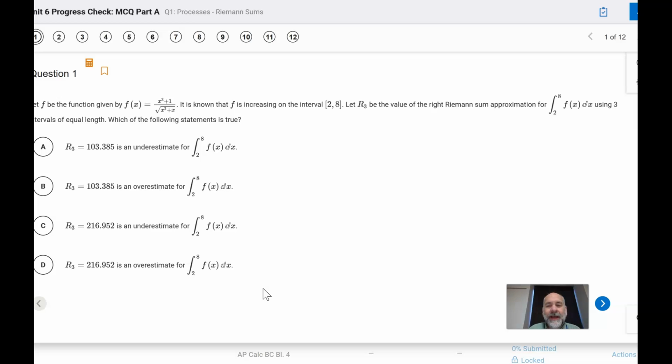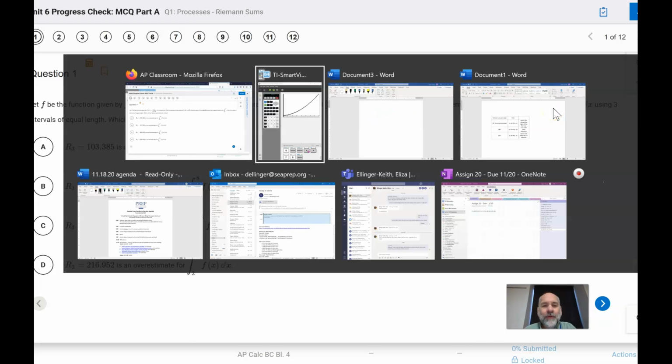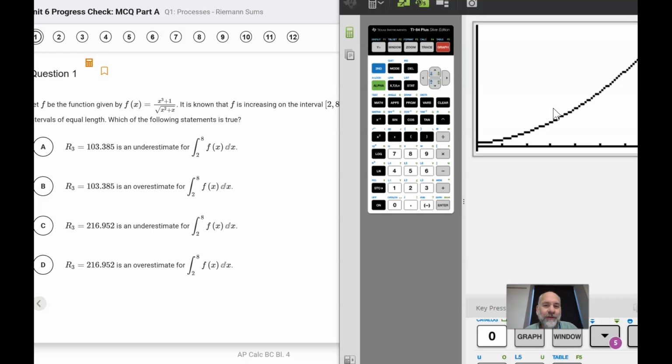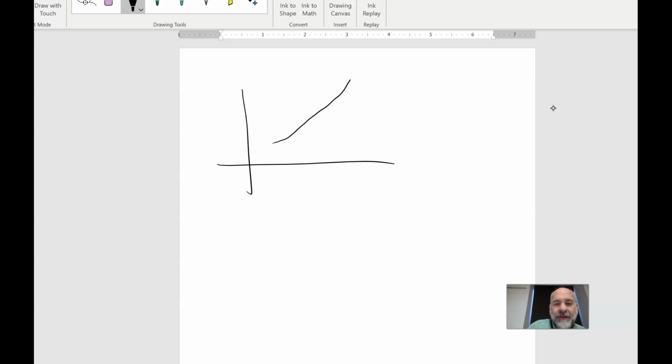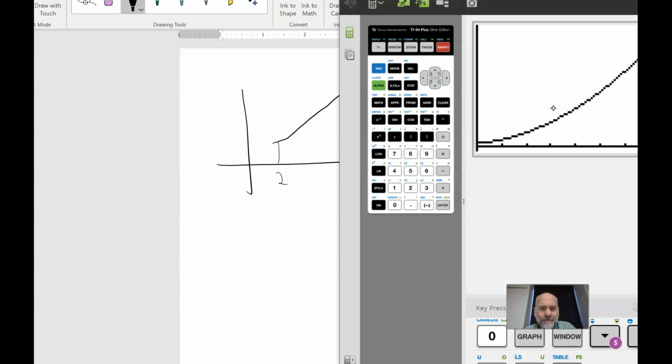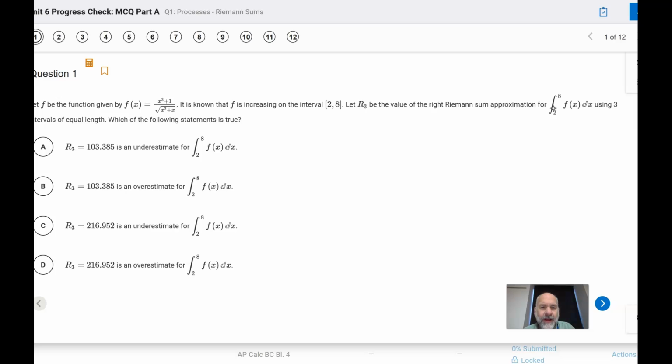So here's question one. It's got a function that's increasing on the interval 2 to 8, and let R3 be the value of the right Riemann sum. If you graph this thing, it sure enough is increasing over 2 to 8, but that doesn't really matter for us to get the idea of this. So we've got this function, and we know it's increasing from 2 to 8, and it's asking for the right Riemann sum approximation.